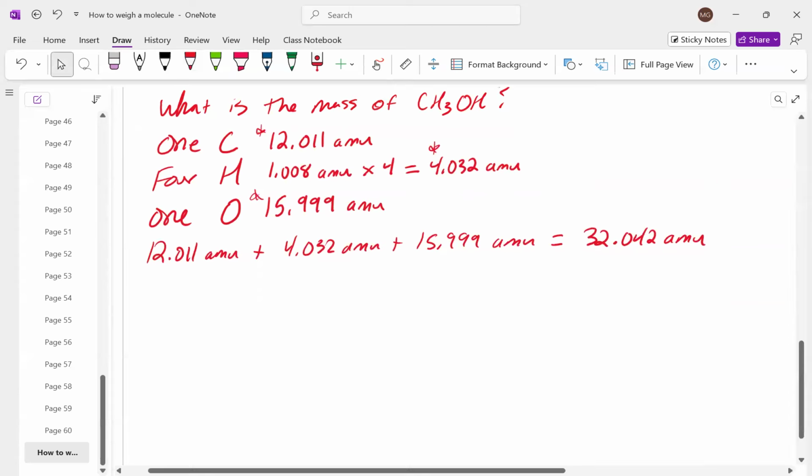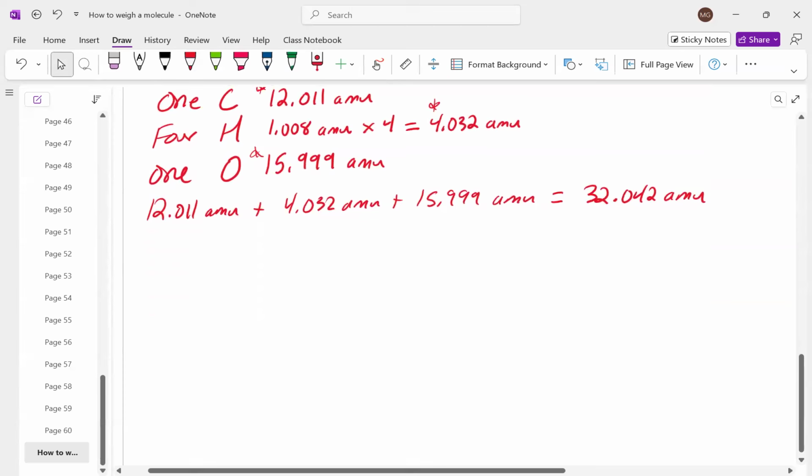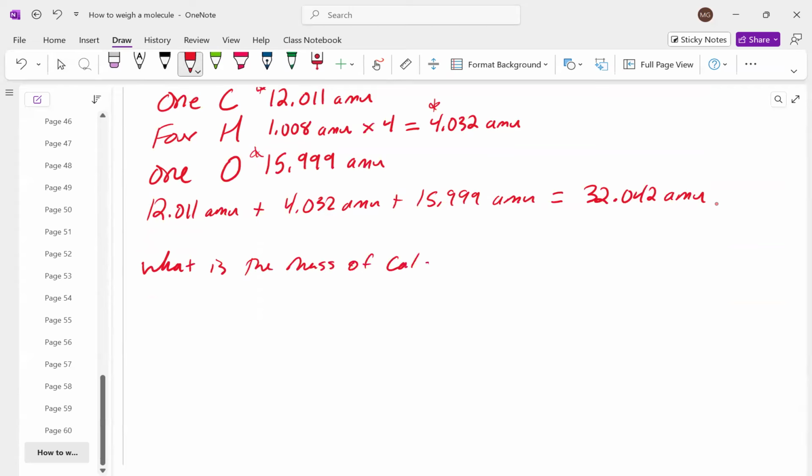All right, let's look at one more, a little bit more of a complicated problem because this is going to incorporate something that we just covered. What is the mass of calcium nitrate? And you look at that and say, well, what's the formula? I'm going to tell you, you need to figure it out. You know how to do this now. You know how to take names and go to formulas.